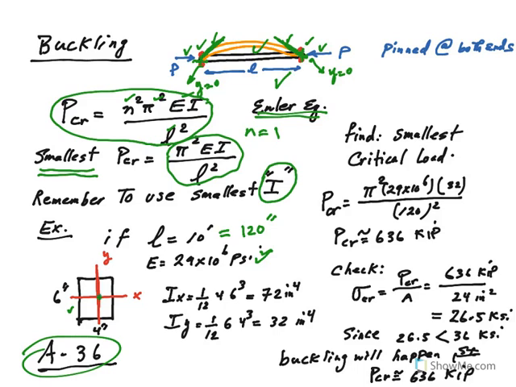This is what I was saying. The moment of inertia with respect to the x-axis is going to be 1/12 b h cubed, 4 times 6 cubed over 12, which is 72 inches to the power 4. But look at the moment of inertia with respect to the y-axis. It's going to be 1/12 times 6 times 4 cubed. You have to switch b and h. So this one is 32. You have to use I sub y, the smallest, in this equation, because that's the weaker section. If buckling is going to happen, it's going to happen with respect to the y-axis rather than the x-axis.